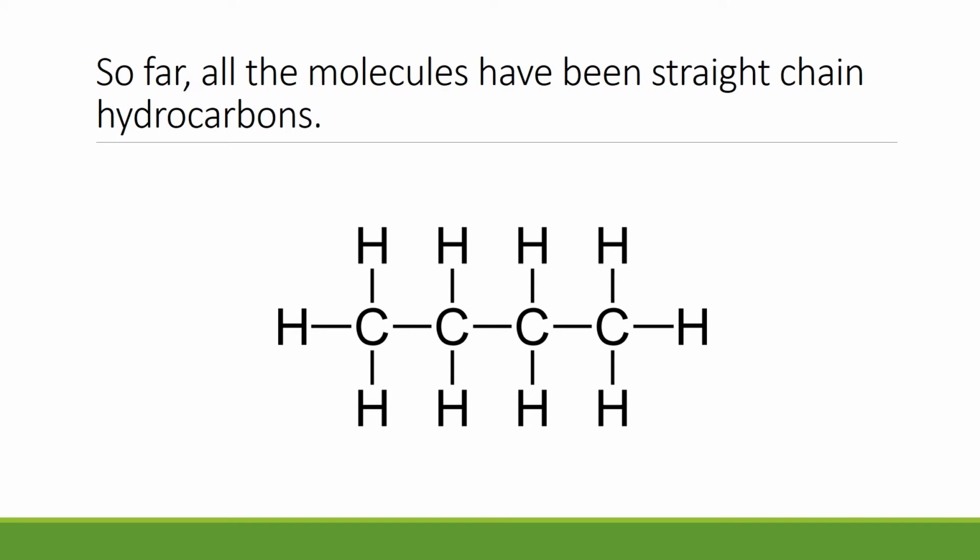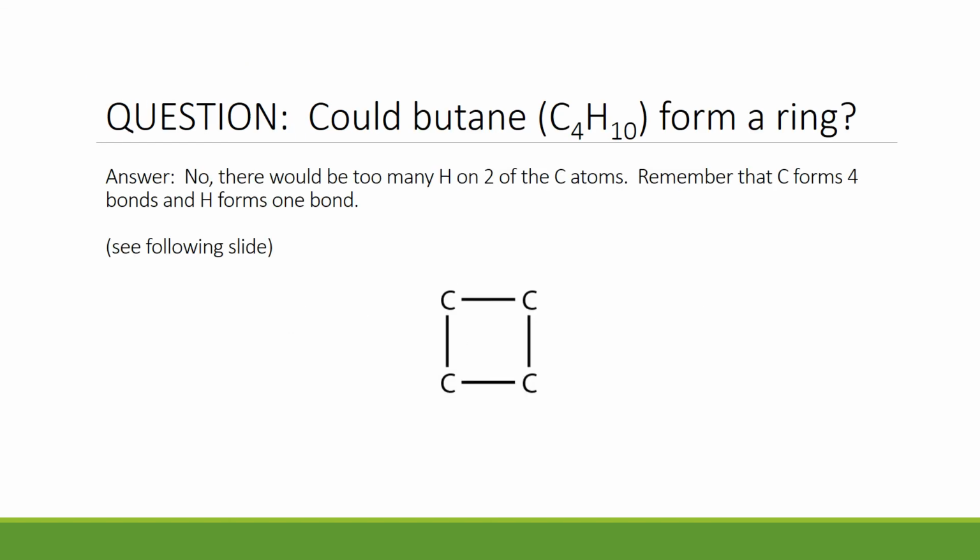So far, all the molecules have been straight chain hydrocarbons. That means that the carbon atoms have been in a straight row. Is it possible to put the 4 carbon atoms in a ring, as in the diagram below? And the answer is no, because there would be too many hydrogens on 2 of the carbon atoms. Remember that carbon forms 4 bonds and hydrogen forms 1 bond.